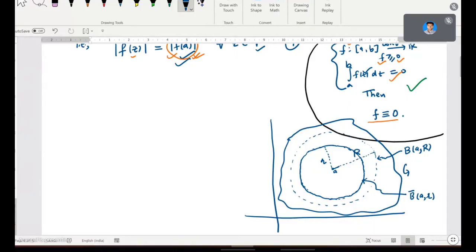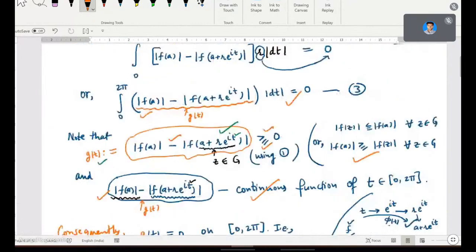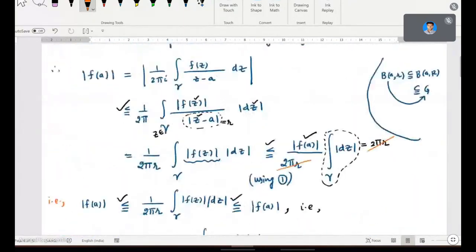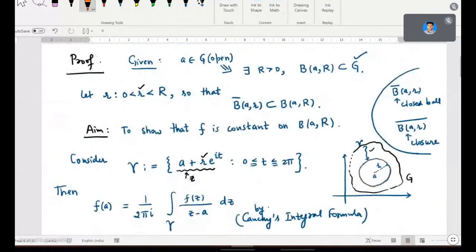So class, take a note. I have told you that my approach is that first I will be showing that our function is constant on this ball, and then I will be extending it to this whole G, that my function is constant on the whole G, right? I will use a very simple extension technique. But to show that our function f is constant on B(A,R), this is my first aim, if you recall.